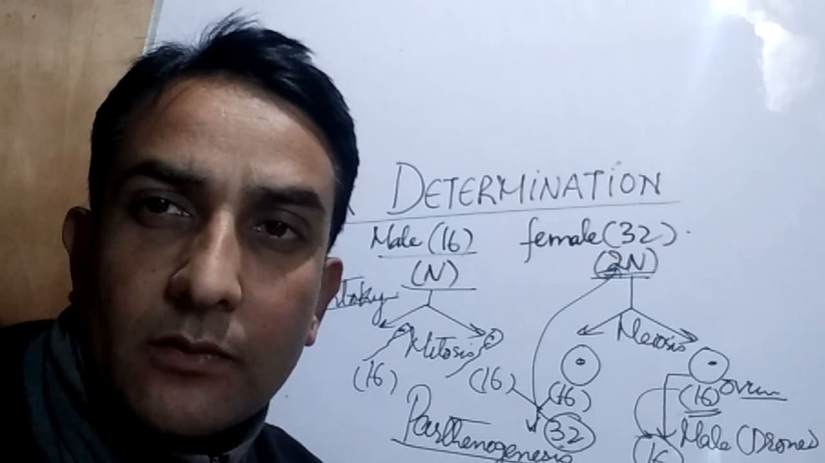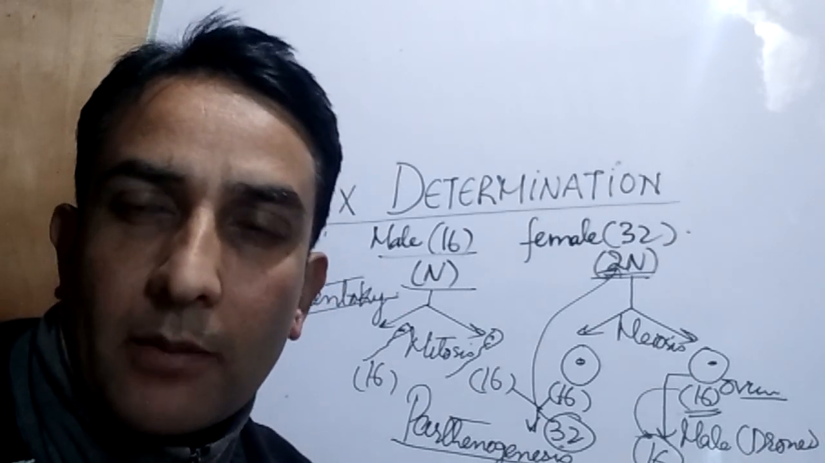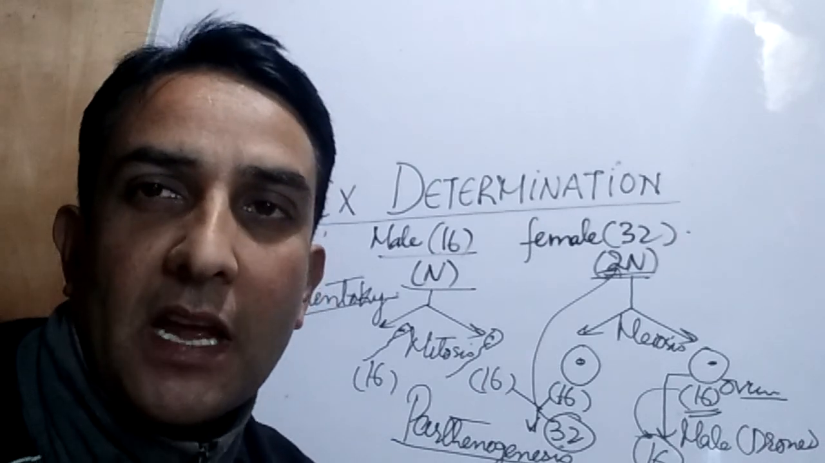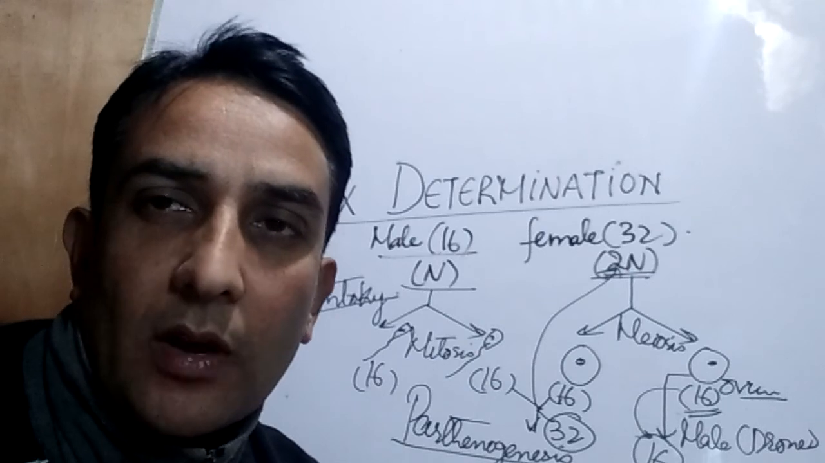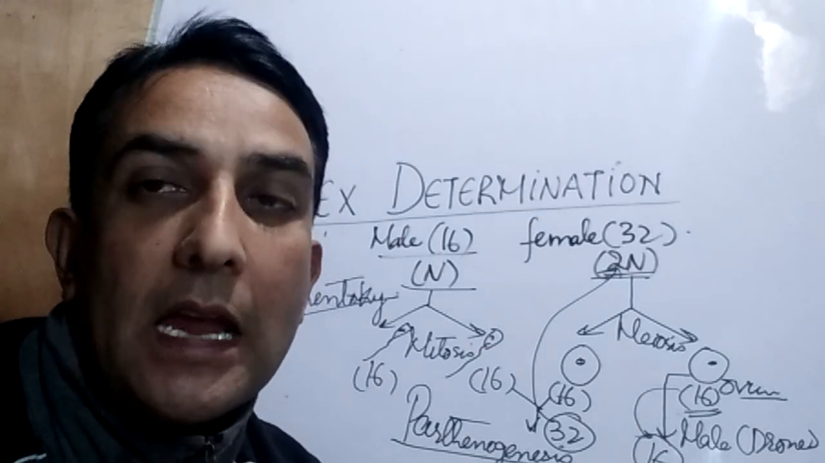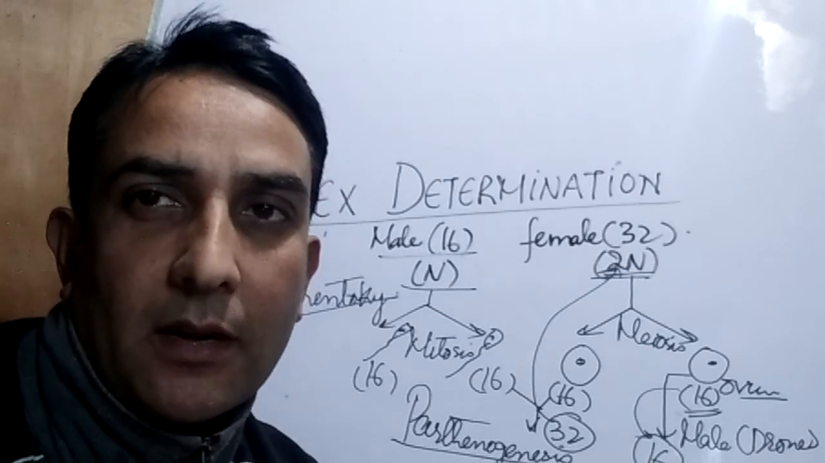In Hymenopterous insects, it is not the type of chromosomes which determines the sex, it is the number of chromosomes. If the number is haploid, then the individual is male, a drone in the case of honeybees. If the number of chromosomes is diploid, 2n, then the individual is female. So this is what we call the haplodiploidy mechanism of sex determination.